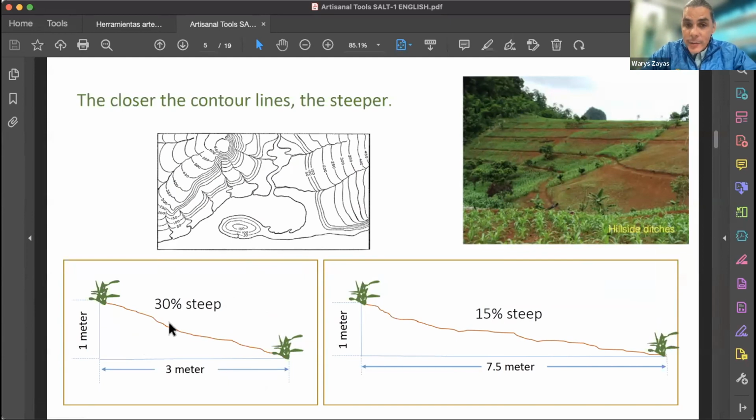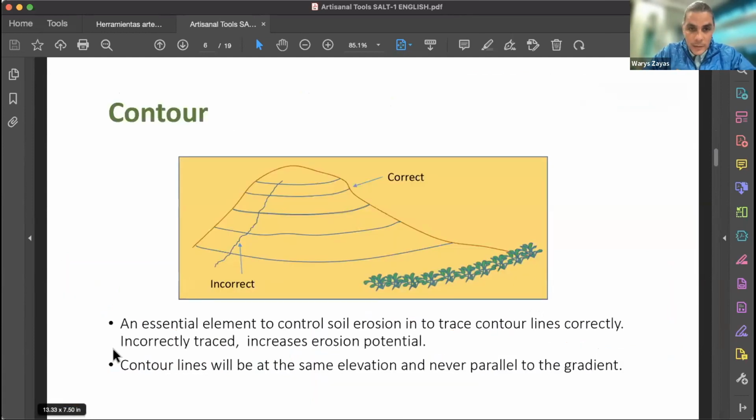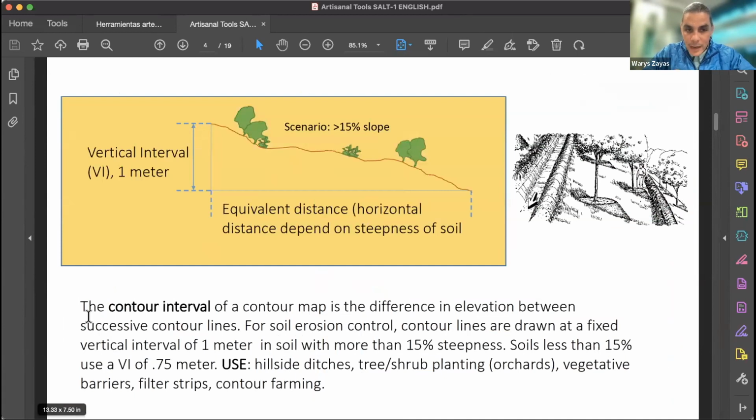The higher the slope degree, the closer the lines will look, right? Because we determine that distance in function of the depth, right? For example, as we can see here, the contour interval of a contour map is the difference in elevation between successive contour lines, right?